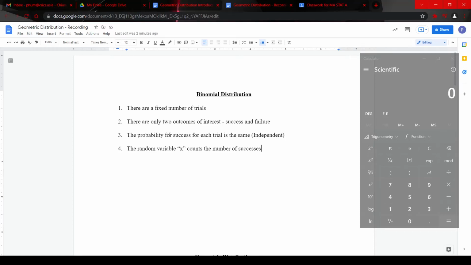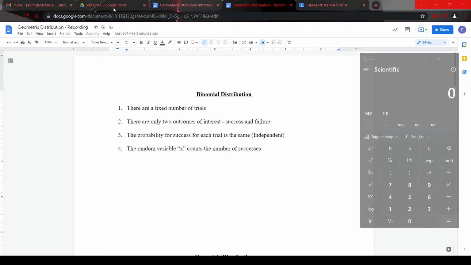All right, guys. So to review the past few days, we've been learning about binomial distribution. In a binomial distribution, there are four conditions. As you can see here, there are a fixed number of trials. There are only two outcomes of interest, success and failure. Each trial is independent, and the random variable x counts the number of successes.